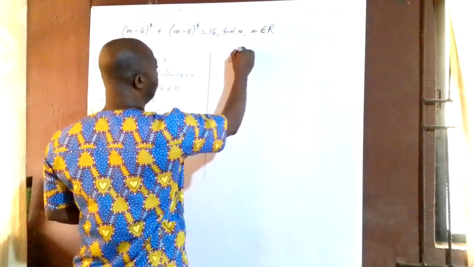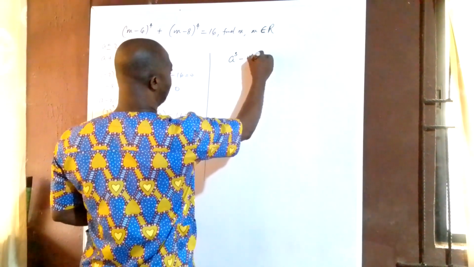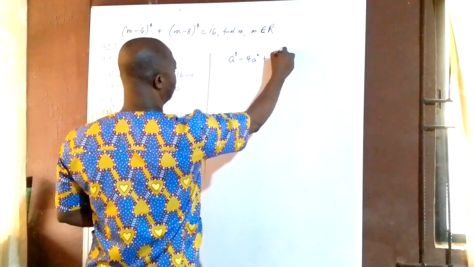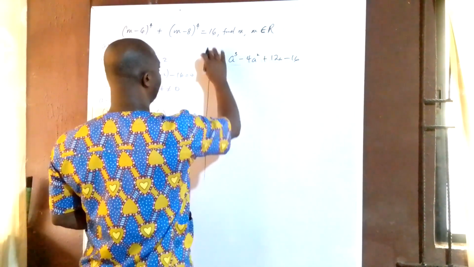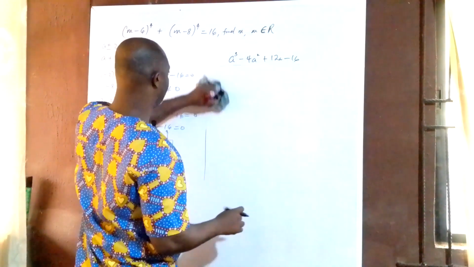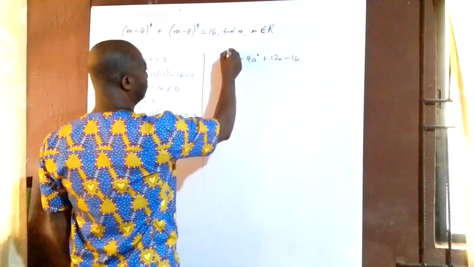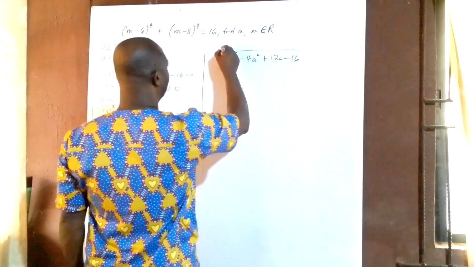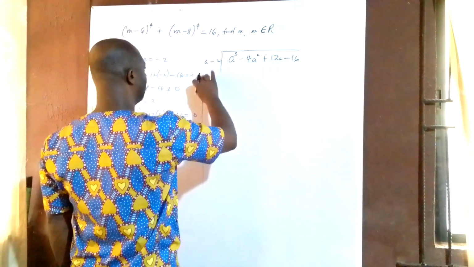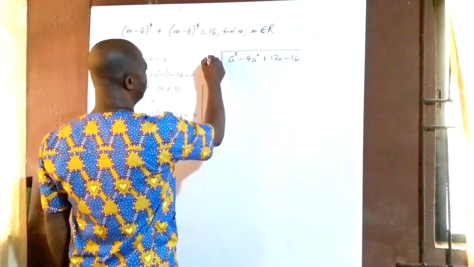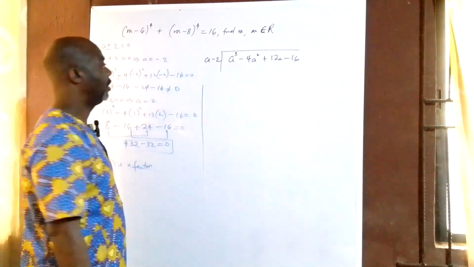So we have a cubed minus 4a squared plus 12a minus 16 to be divided by a minus 2. Okay, so let's use long division here.